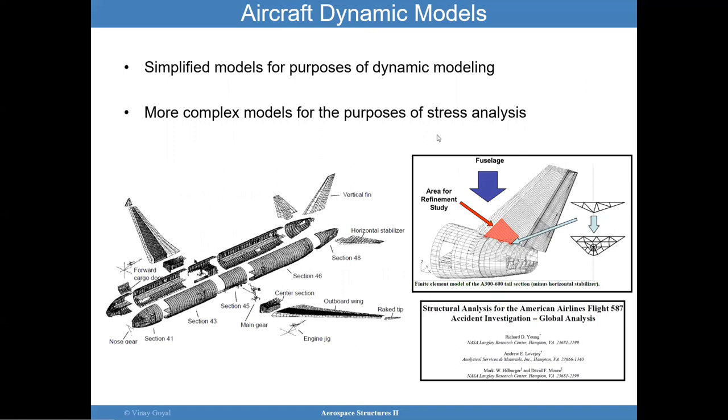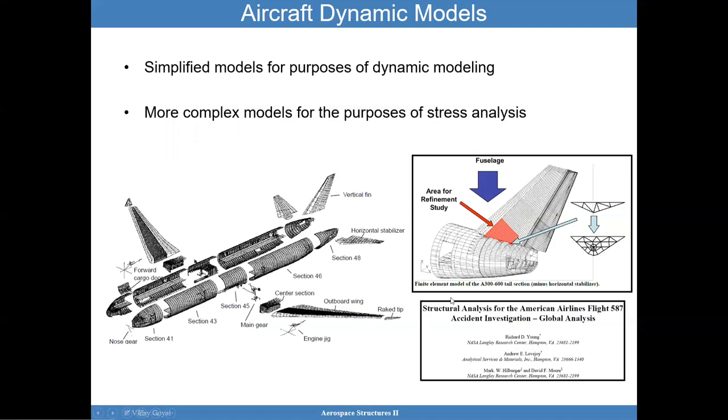And again, to point out, there are simplified models for the purposes of dynamics, and then much more complex models for the purposes of stress analysis. On the left-hand side, what you see is a dynamic model that has been divided into various sections, and each of these sections are modeled to include the correct mass, and they're simplified enough that you're representing the correct stiffness, but not so detailed that it will bog down the dynamic simulations. These loads, and we call this a loads model, is a dynamic model that provides section loads that are then used in a more comprehensive, detailed finite element model.